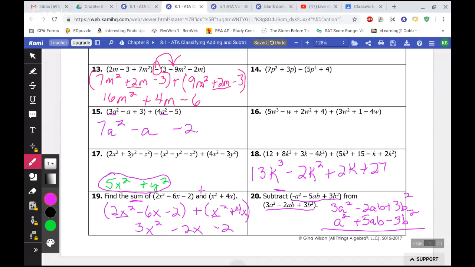So 3a squared and a squared is 4a squared. Negative 2ab plus a positive 5ab is plus 3ab. And positive 3b squared, negative 3b squared means they cancel. So actually my final answer for this one is 4a squared plus 3ab.